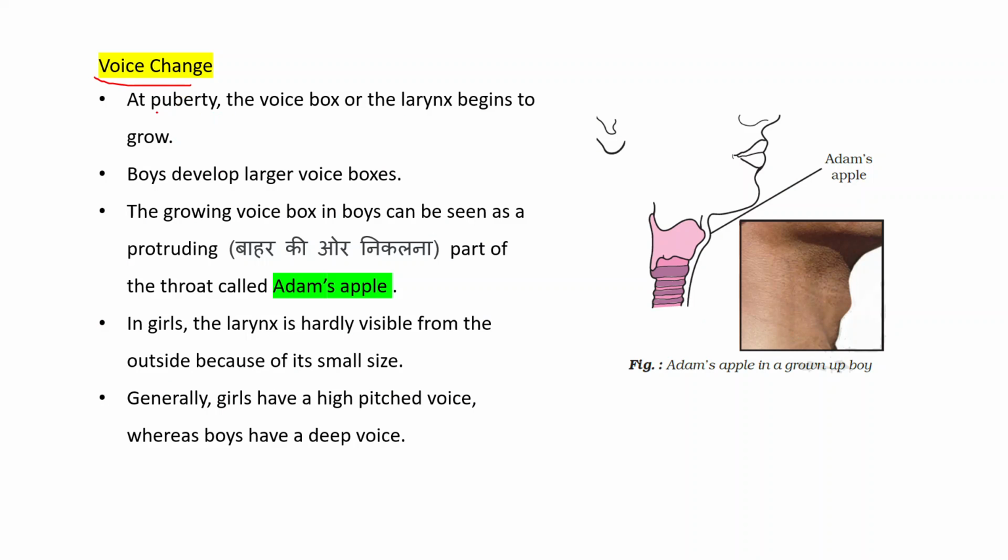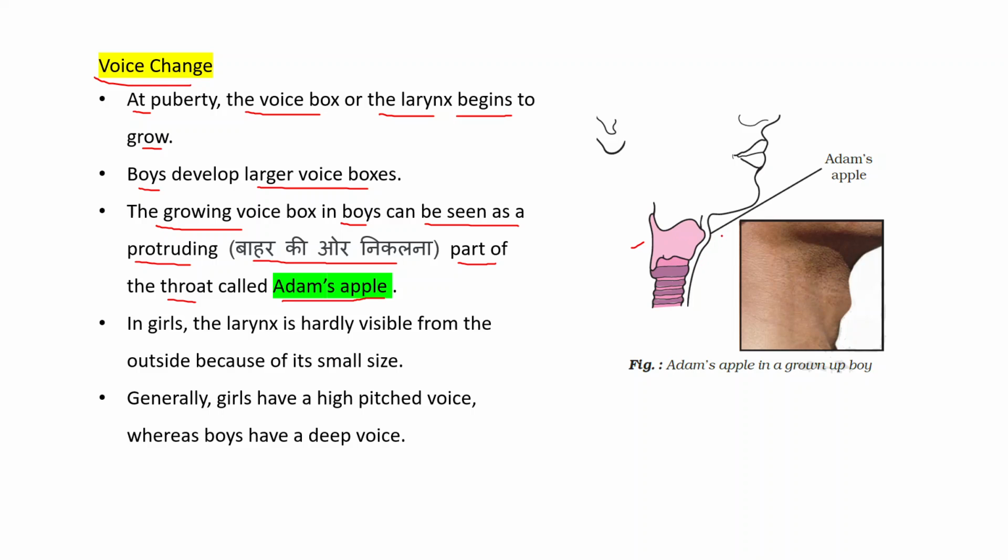Voice change. At puberty, the voice box or the larynx begins to grow. Boys develop larger voice boxes. The growing voice box in boys can be seen as a protruding means bahar ki or nikalna, part of the throat called Adam's apple. You can see in this diagram, this is the throat.